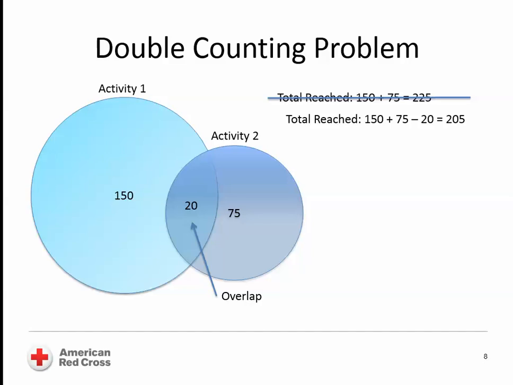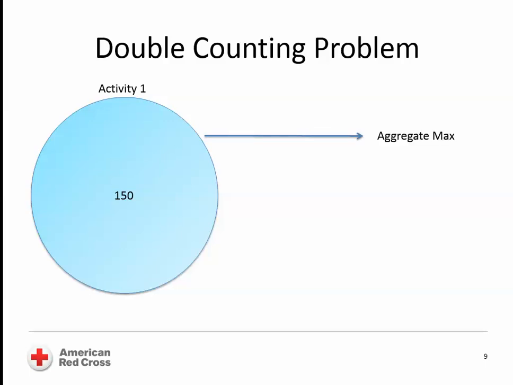So instead, we're offering a mechanism called Aggregate Max. That means we take the largest activity of the two and give it the highest number. So that means 150 people will be reported as the number of people reached between those two activities. We are missing some people with this methodology. However, we'd rather underreport our numbers than overreport our numbers for ARC.